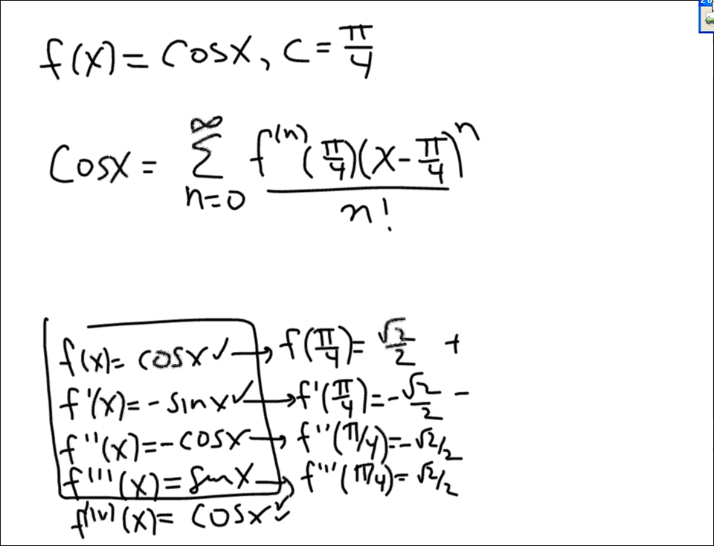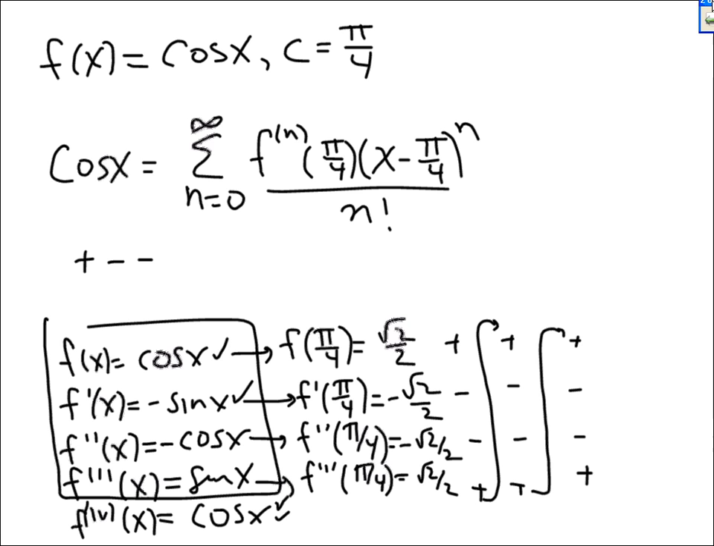It's positive, and then negative, and then negative, and then positive, and then positive, negative, negative, positive. To write it from left to right, it's positive, negative, negative, positive, and then that repeats. Positive, negative, negative, positive, forever and ever.